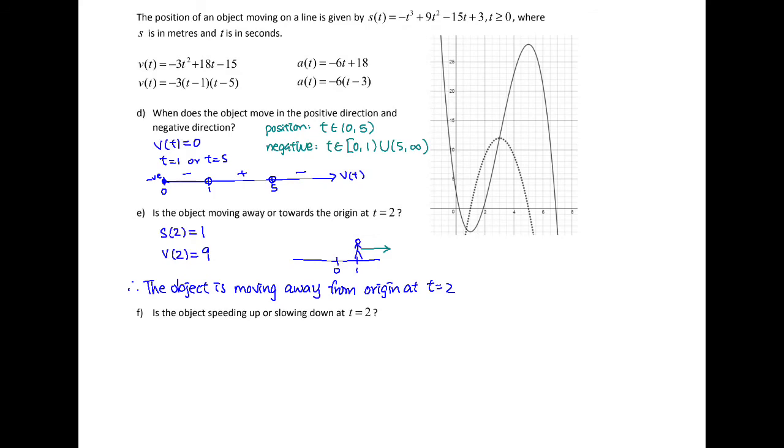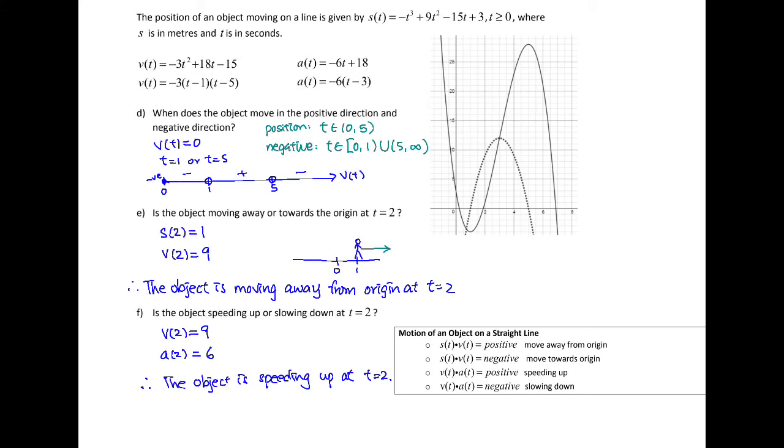For part F, we want to find out whether or not the object is speeding up or slowing down. That means we have to find the velocity and acceleration at t equals 2. So v(2) equals 9, and the acceleration at t equals 2 is positive 6. Because velocity is positive and acceleration is positive, that means you are increasing your speed. That's why you are speeding up.